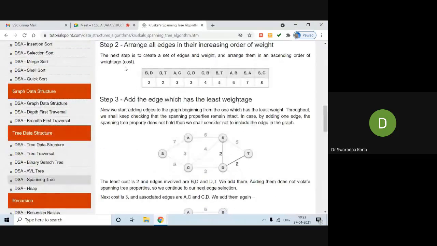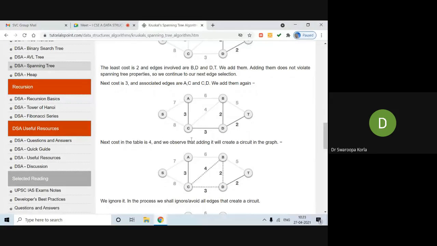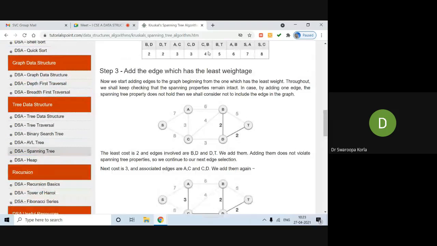Okay. And what is the fourth entry? C to D. So we need to check. Shall we add C to D? We need to check any forming of circular loop. So already we constructed B to D, D to T, A to C. Now we are adding an edge C to D. So there is no formation of a cycle here. So you can add. Up to here, we don't have any issue of cycle. So you can add. And now look at the next entry, C to B.